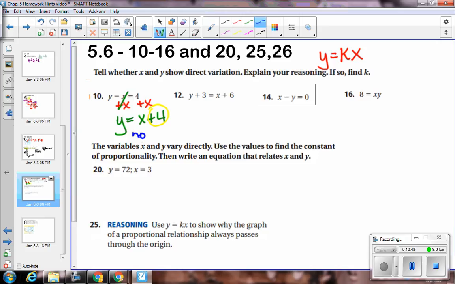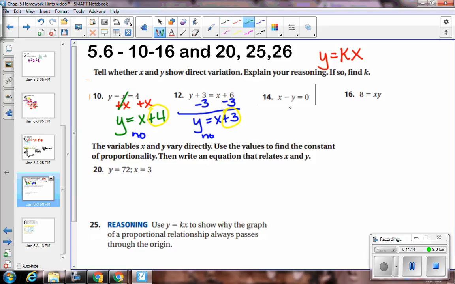For the second one, again, we want to get y by itself. So let's take away 3 from both sides. So now we're just going to be left with y equals x plus 3. Again, what's keeping it from being proportional is that plus 3. So that's another no.